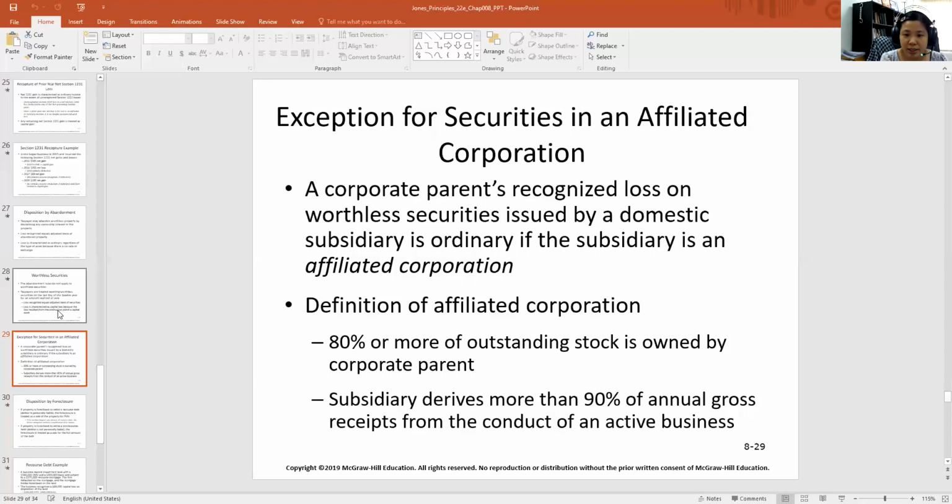So if the security is issued by a subsidiary and it is an affiliated corporation with the parent, then the loss when we abandon those worthless securities would be recognized as ordinary loss instead of capital loss. Remember, this is an exception if they are an affiliated corporation, subsidiary and parent. If we abandon those worthless securities issued by the subsidiary, then this loss is recognized as ordinary loss.